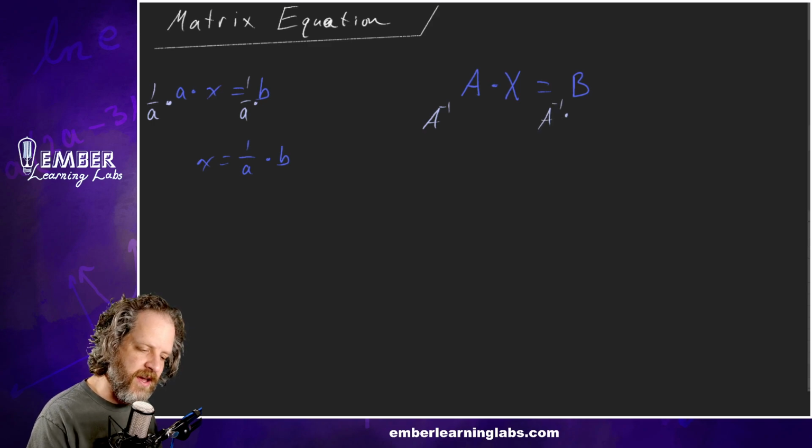Times the inverse of A on both sides. So let's rewrite that real pretty, and then we'll see how this goes with the system in a second. So X would equal the inverse of A times B.